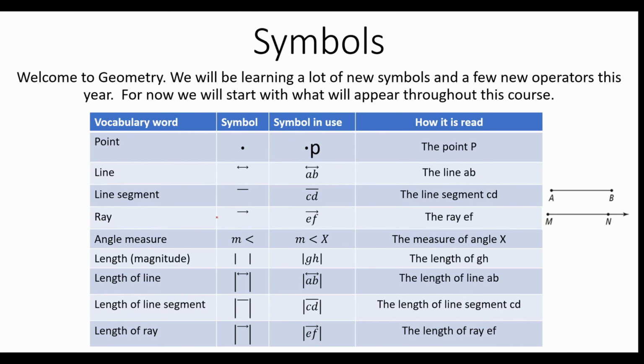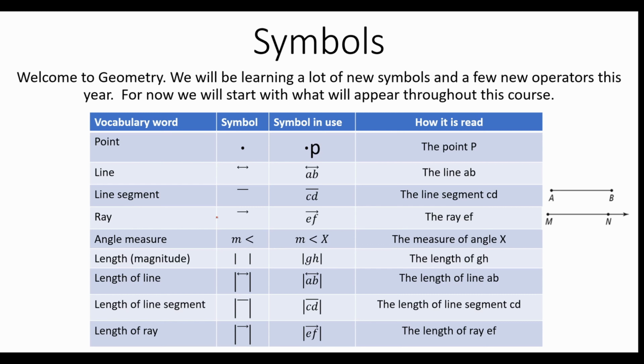Let's start by looking at symbols we're going to be using for the rest of the year. You'll notice in the left-hand column, I have your vocabulary word. In the second column, I have the word symbol. That's going to show you what it looks like when we're writing on paper or reading it on the homework. The symbol in use is exactly what it's going to look like when you're reading word problems or trying to do your proofs or anything.